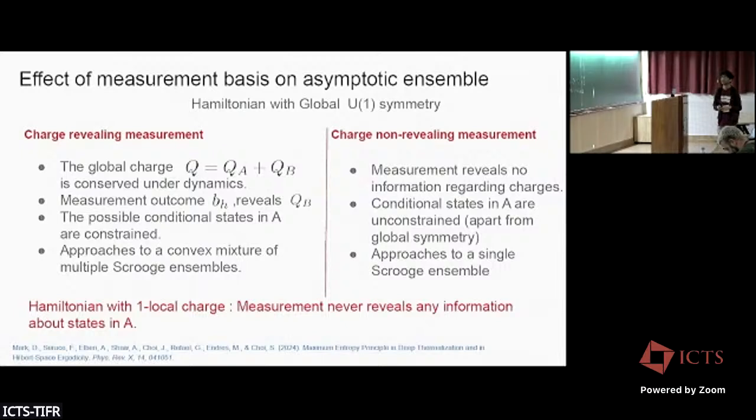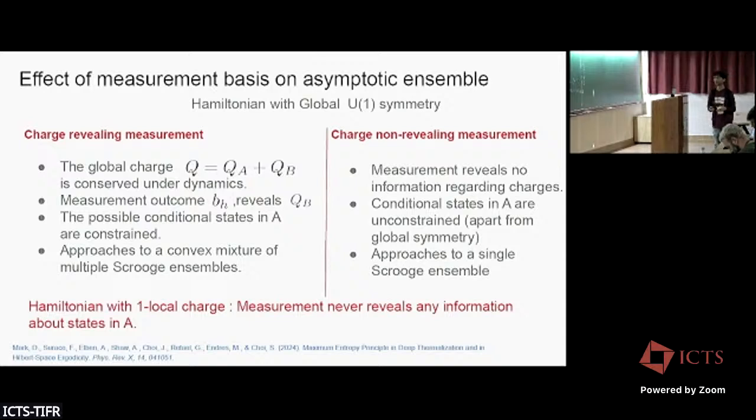So now first we'll briefly discuss what happens for a system with global U(1) symmetry. That is like an XXZ model, where you have total sigma z equal to some constant, which is conserved under dynamics. For such a system, if you measure a partition B, it reveals the charge about B, the total charge in B. That immediately restricts what the total charge in A can be, because total charge is conserved. So the possible conditional states that you can get in A are constrained. They cannot be any state. They have to satisfy the rule that the charge has to be QA.